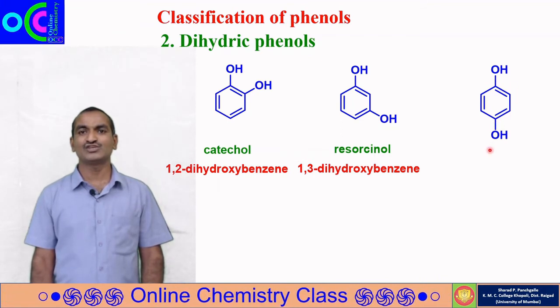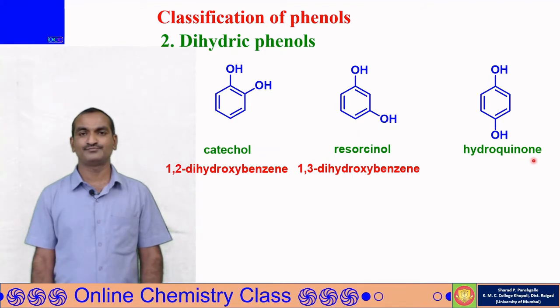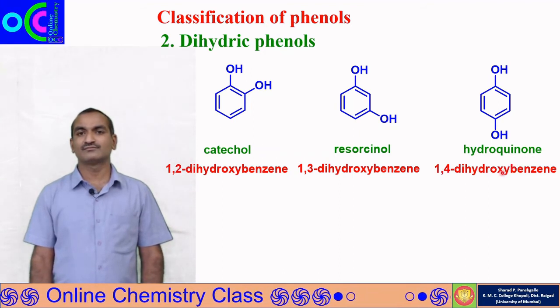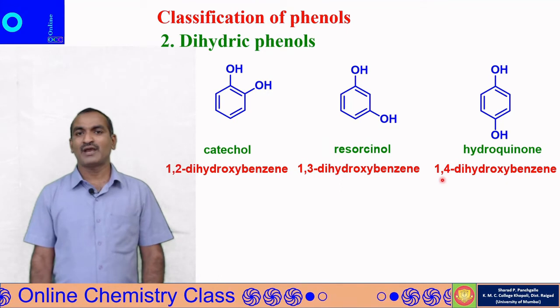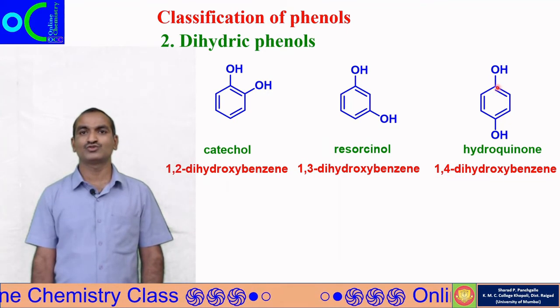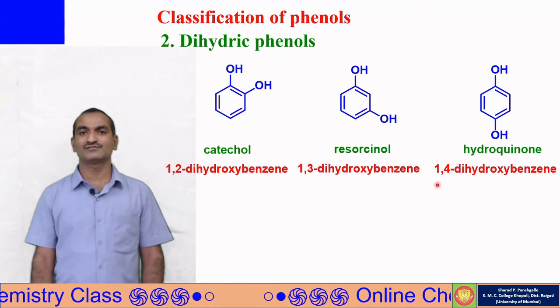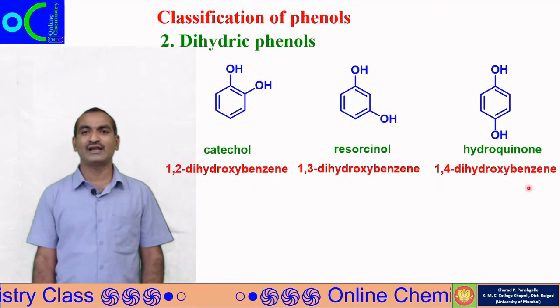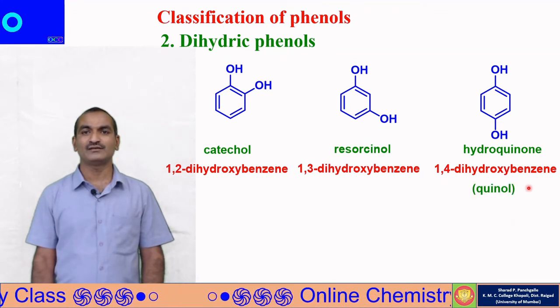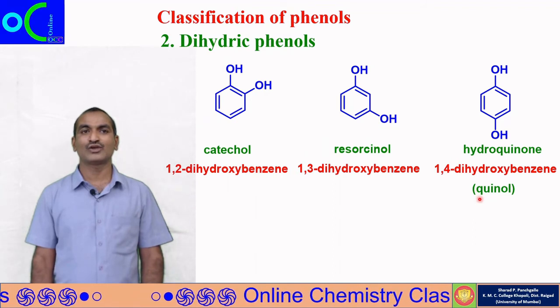Hydroquinone has the IUPAC name 1,4-dihydroxybenzene, as the two hydroxy groups are present at position 1 and position 4. So this will be known as 1,4-dihydroxybenzene. Hydroquinone is also known as quinol.